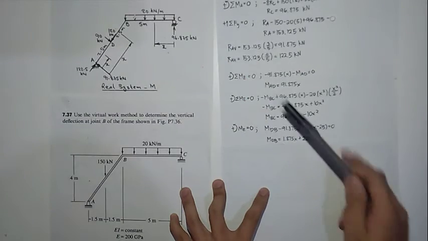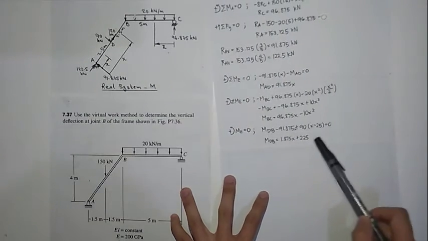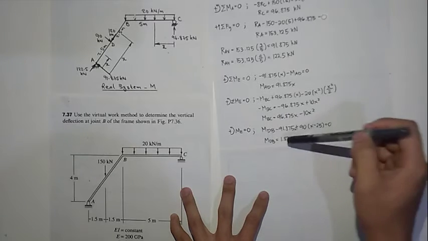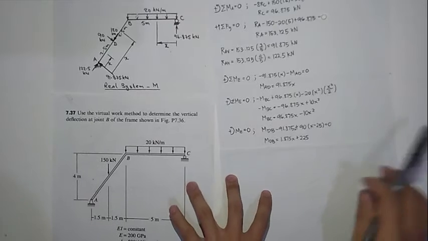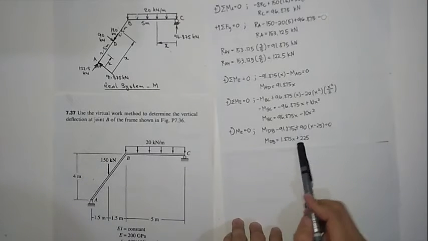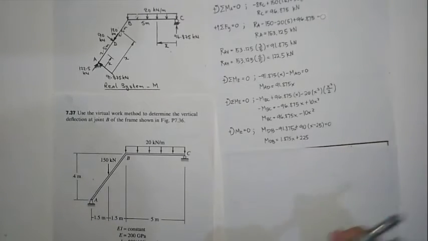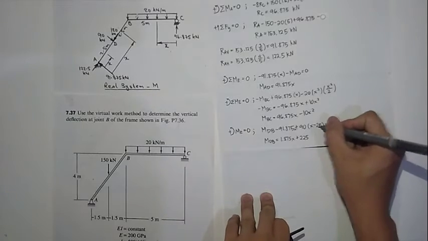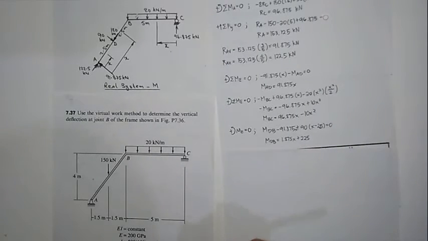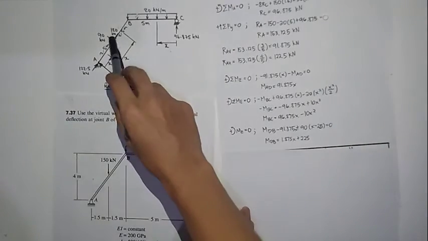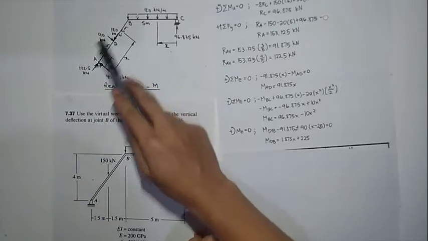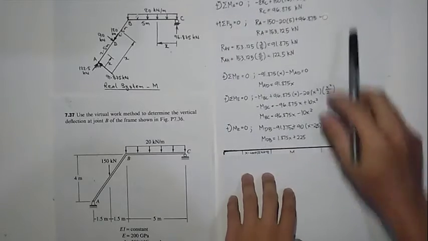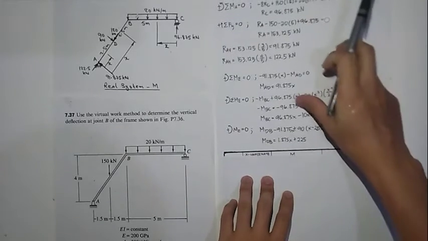So, equals to MDB. Nakuha po natin ang equation na 1.875x plus 225. Itong 225 is simply 90 times, hindi po yan 25, 2.5. Sorry. Yan po. Ito po ang 90 times its moment arm of 2.5. So, yan po ang nakuha natin, ang 225.